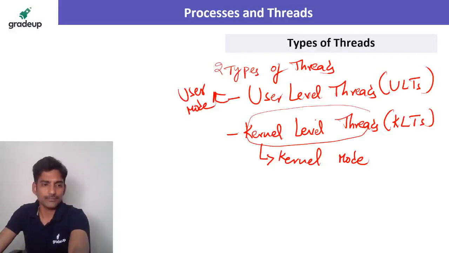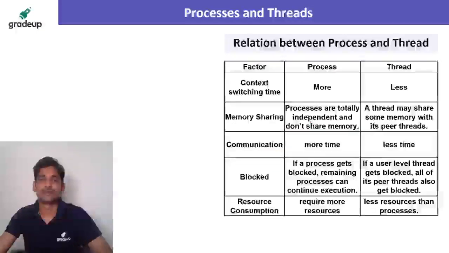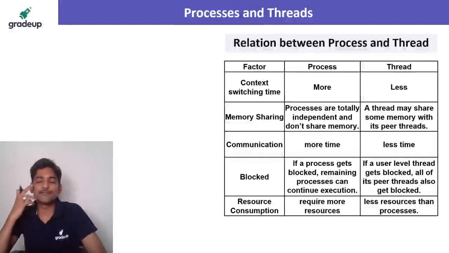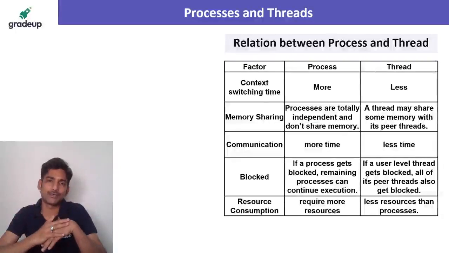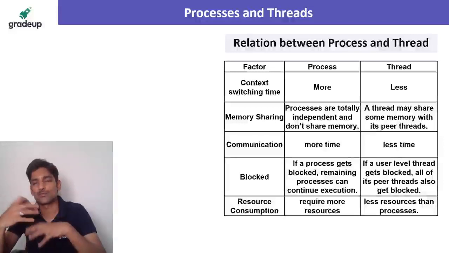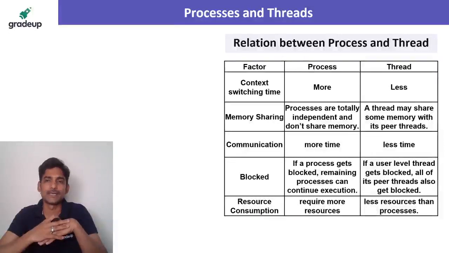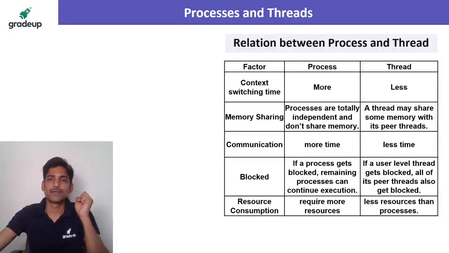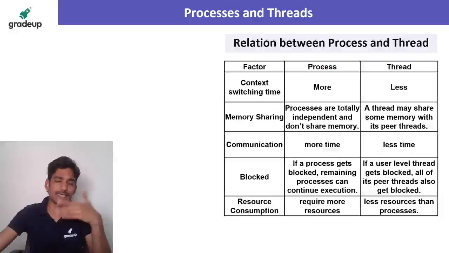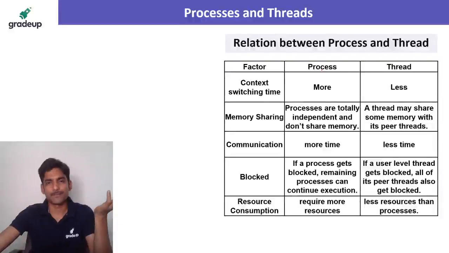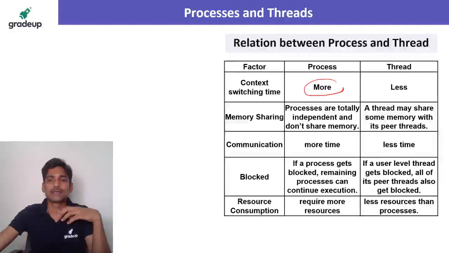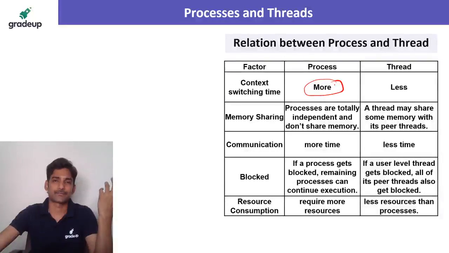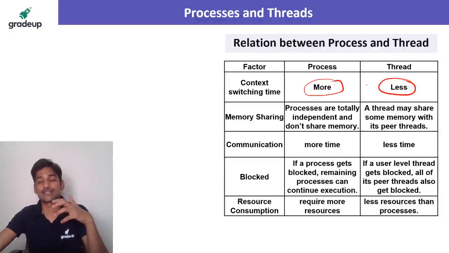Now, if you observe the difference, the comparison, between a process and a thread, you can clearly see if the context switching takes place from one process to another process, it takes more time. But from one thread to another thread, it takes less time.